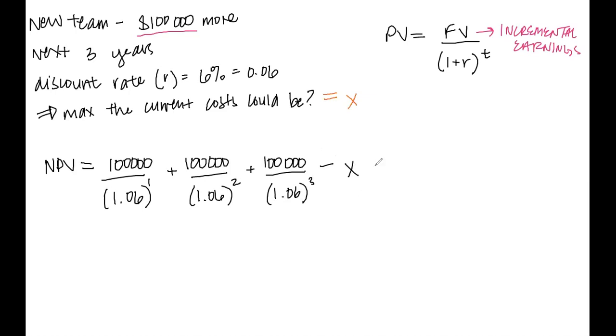They wanted the maximum the current cost could be and still make it worthwhile. That means the net present value would be greater than 0. You can just think in the back of your head that this equation needs to be greater than 0, but you don't have to actually factor that into your equation. Instead, to solve for x, we can just set this equation equal to 0 and then solve for x.